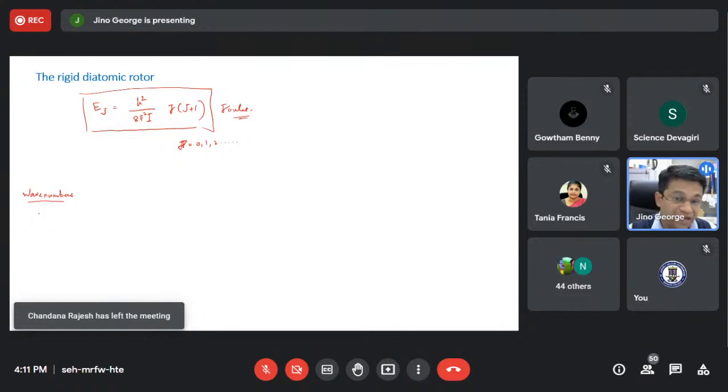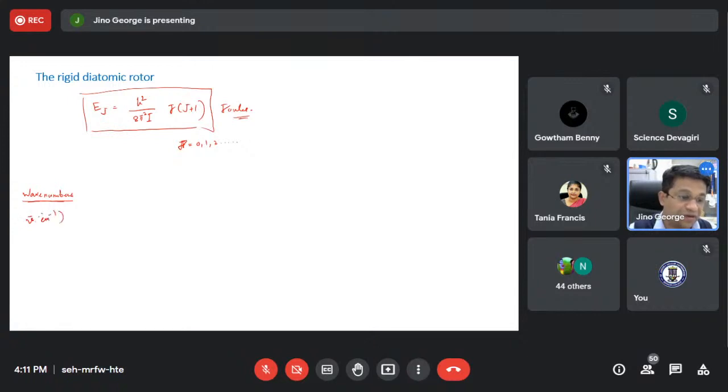So wave number is actually a linear quantity, whereas wavelength is not a linear scale. Just keep that in mind. This wave number is represented in centimeter inverse. I will represent EJ, instead of the capital E which measures the actual energy of the system.